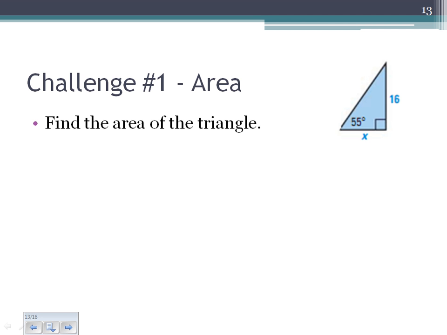All right, this is a hard one, but I think you guys can do it. I want you to find the area of the triangle. So before we start, what is the formula for the area of a triangle? Area equals half the base times the height. If we look at my triangle here, what's my base?